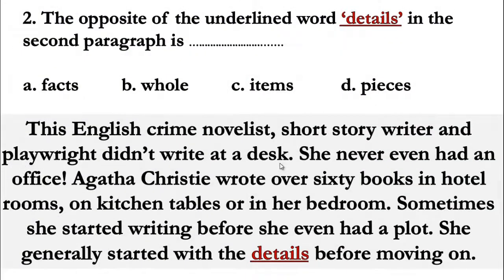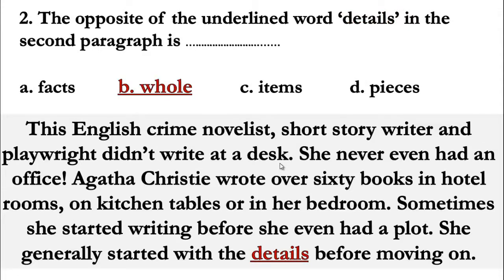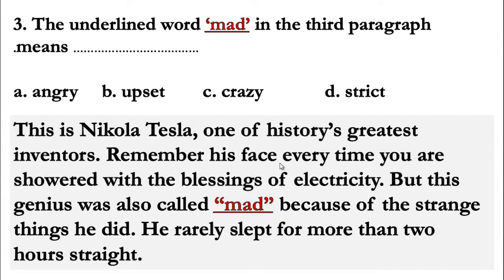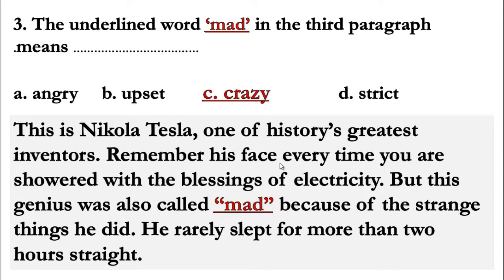Next one, the opposite of the underlined word details in the second paragraph is what? Look at the last line here. You have the word details. I don't want the same meaning. I don't want the synonym. I want the opposite of this word. It means what here? Excellent. It's going to be whole. The last question. Look here, we have a word mad. The word mad in the third paragraph means what? What's the meaning? Angry, upset, crazy, or strict? That's right. Well done. It's going to be crazy.